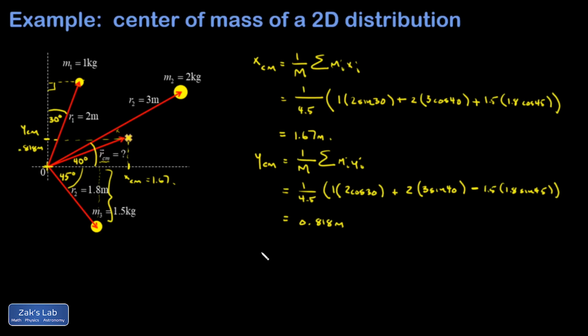Now I want to formally state what's the center of mass position vector. And that's just taking the x coordinate of this times i hat plus the y coordinate times j hat. That is the vector pointing from that common origin to the location of the center of mass, and we're done.